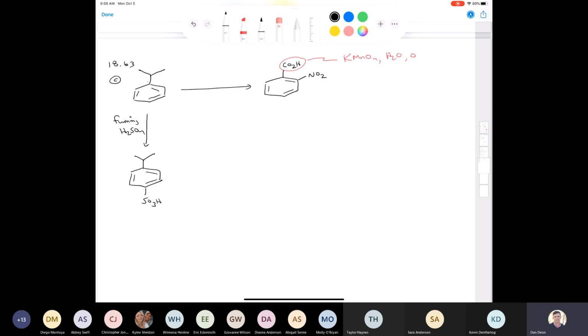Now remember, this is an ortho-para director. This is a meta-director. Hey, we're going to be set up perfectly to do our nitration in this position. So let's do that. Let's delete some of this spinach, and then we're going to draw an arrow like this. Nitration is simply nitric acid and sulfuric acid, like that. And we'll end up with this molecule where we have our nitro group here, and we have our sulfonic acid here.